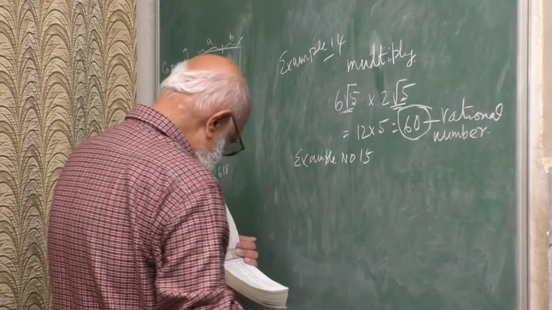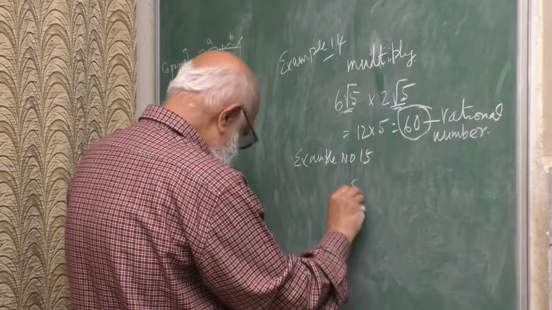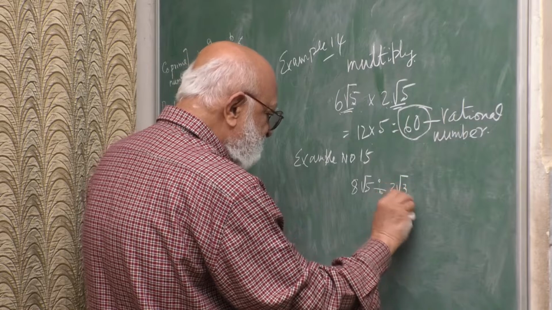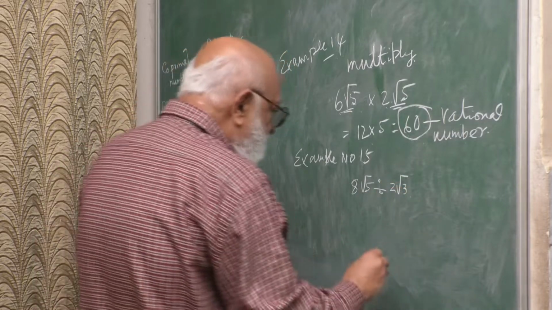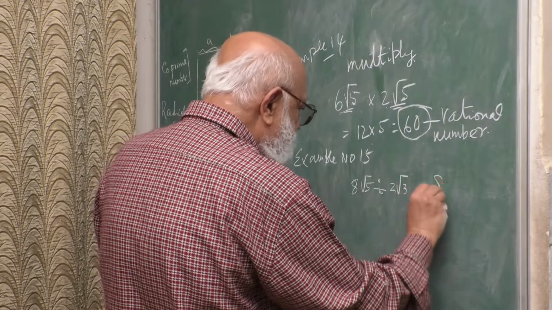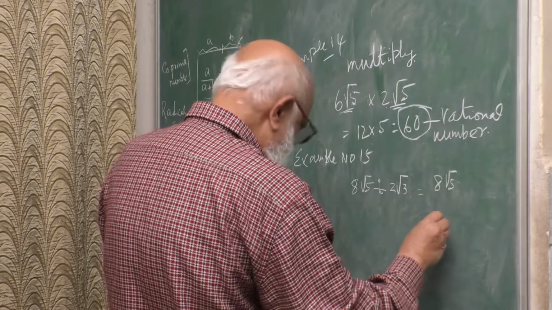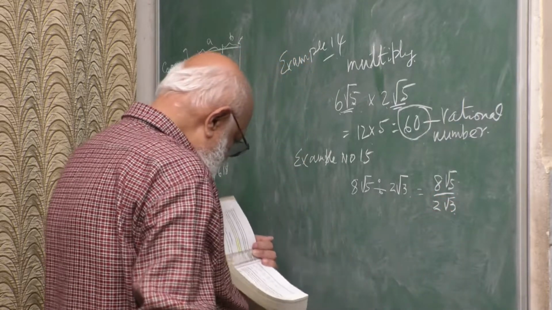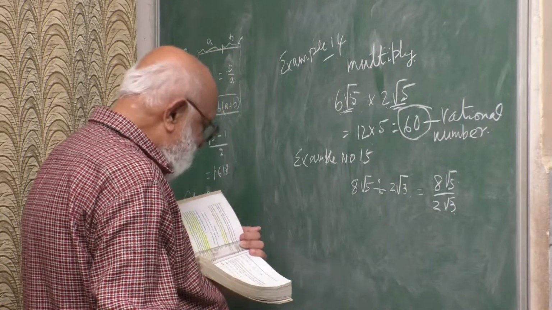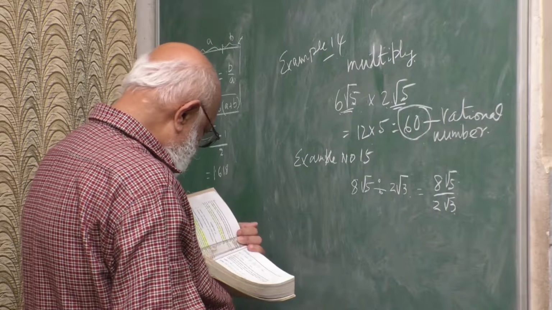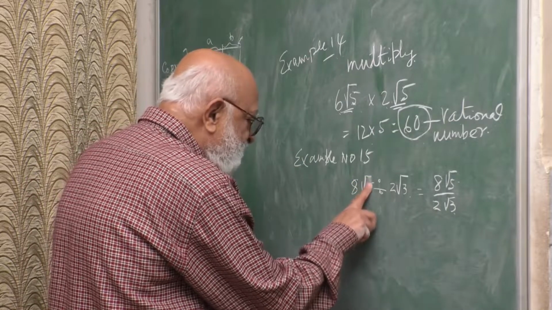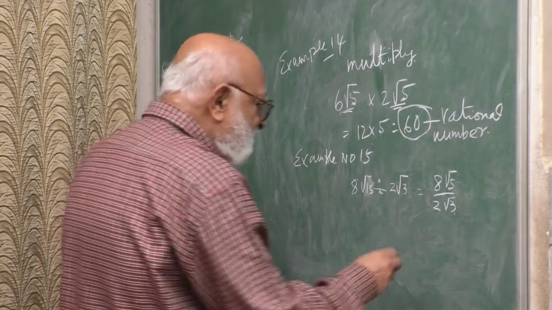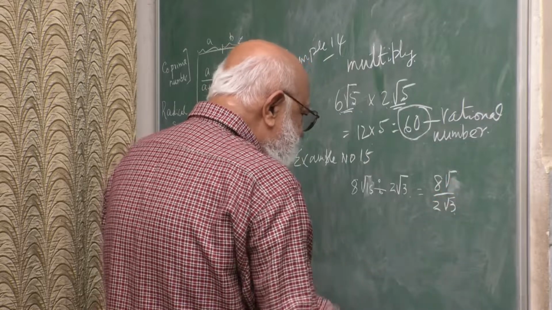15. It says 8 root 15 divided by 2 root 3. So what do you do? You write 8 root 15 and you write 2 root 3, right? And this is not root 5, this is root 15. I'm sorry. So this is root 15.